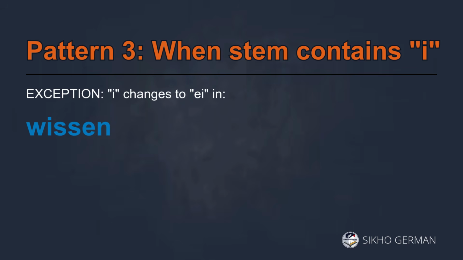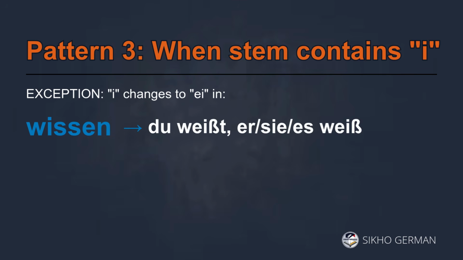Wissen, to know, is the only common verb where i changes to ei. Du weißt, you know. Er/sie/es weiß, he, she, it knows. This is a very unusual change. I changes to ei with an ß, the Eszett symbol. Wissen is one of the most irregular verbs in German, so you just need to memorize this one.